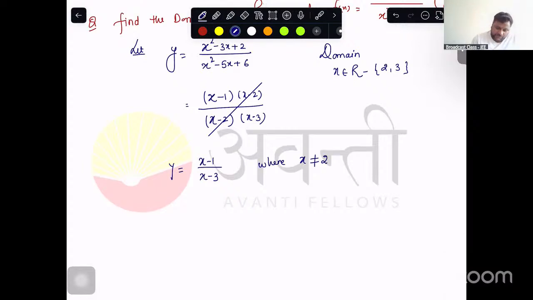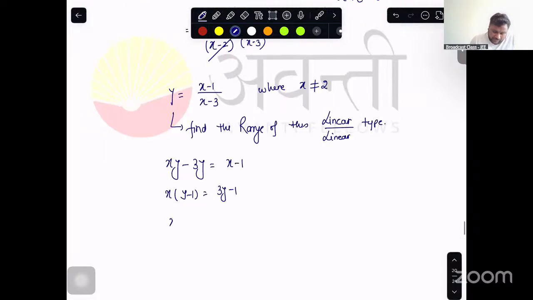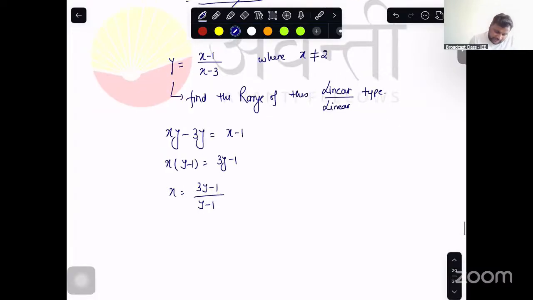Now, in the next step, we will find its range. Find the range of this linear upon linear type. For that, write x in terms of y. So it is xy minus 3y equals x minus 1. So it is x times (y minus 1) equals 3y minus 1. So x became what? 3y minus 1 upon y minus 1. Now from here you can see y can be anything except 1.